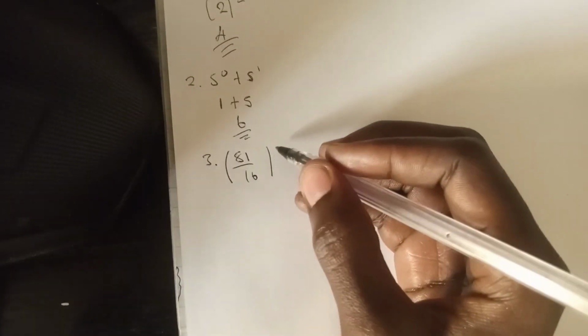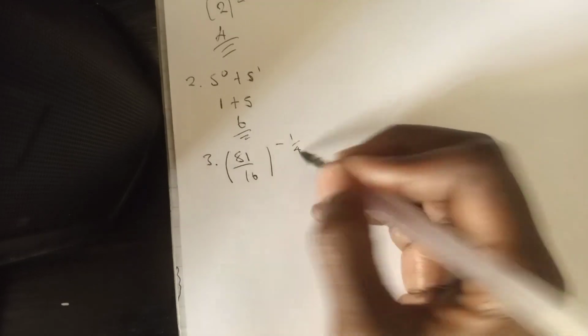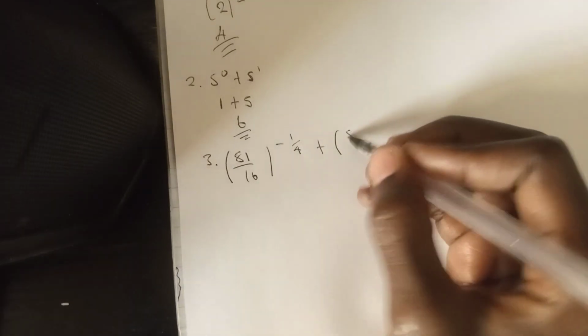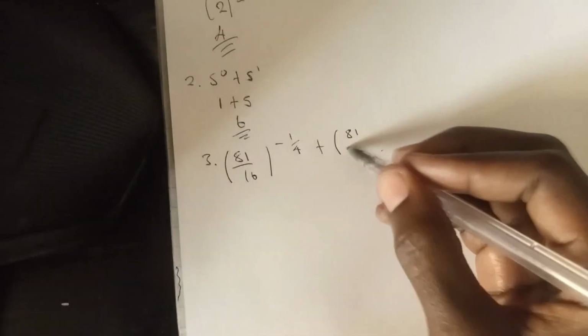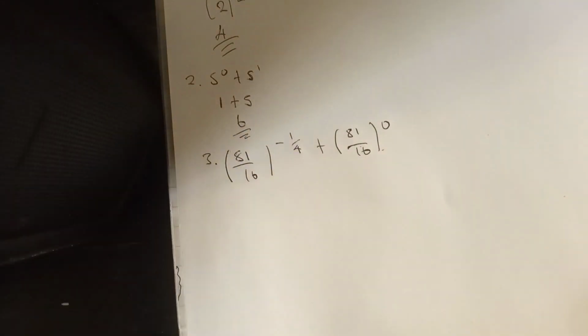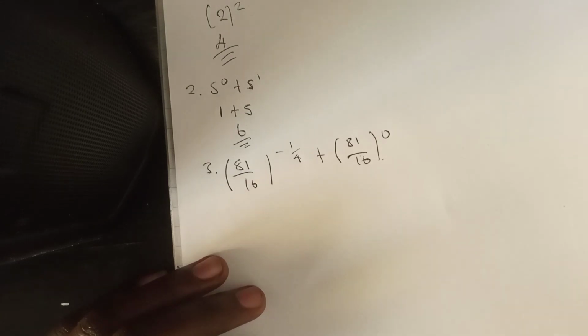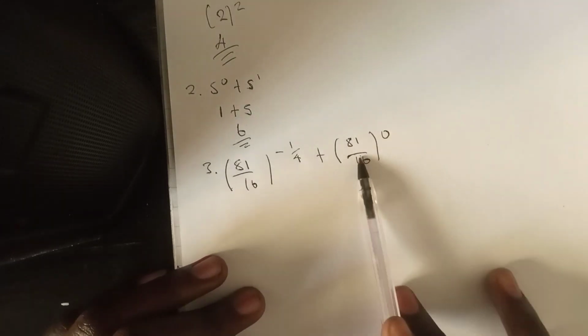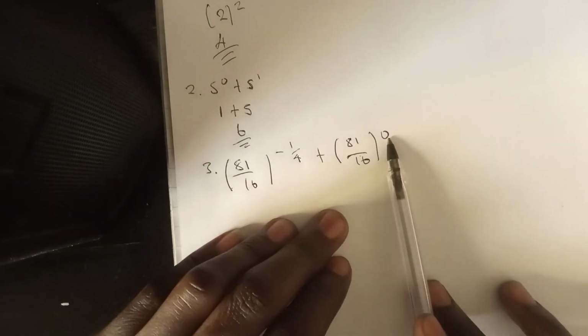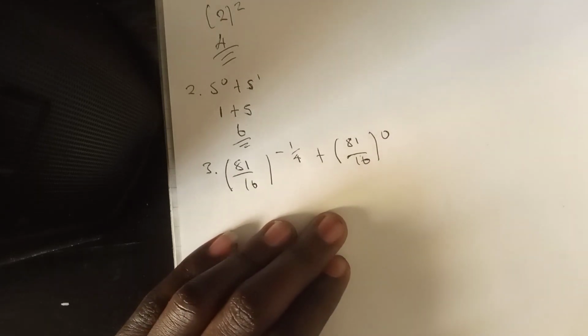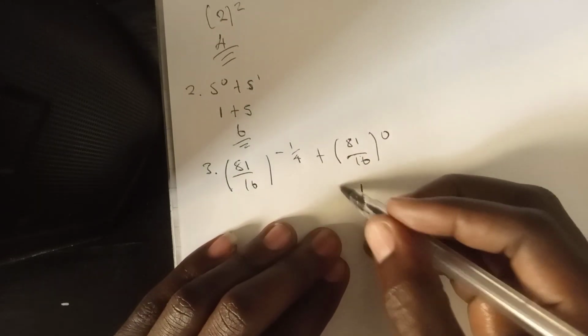So it says 81 over 16, sorry, to the power minus 1 over 4 plus 18 over 16 to the power 0. Now, if you remember, according to question number 2, we said that any number raised to the power 0 is 1. We can see that this figure right here has been raised to the power 0. So meaning everything here will be 1. So we just write 1 here, then we say plus.